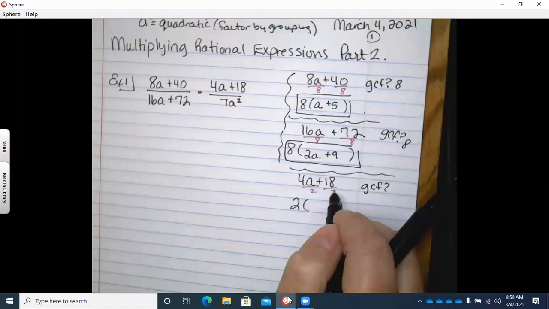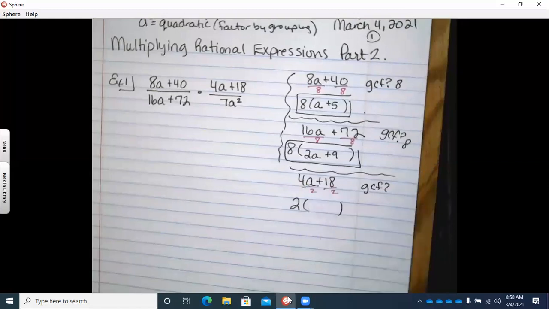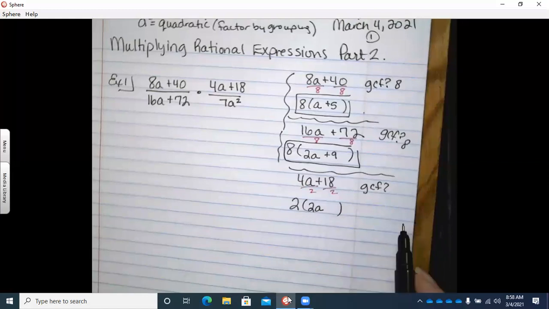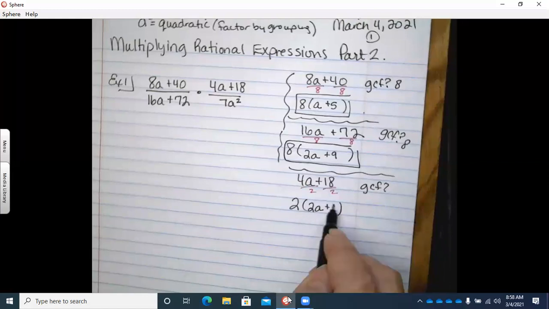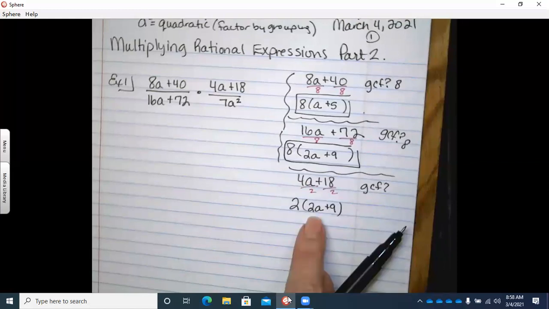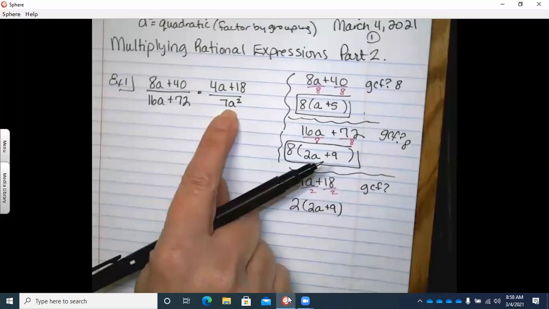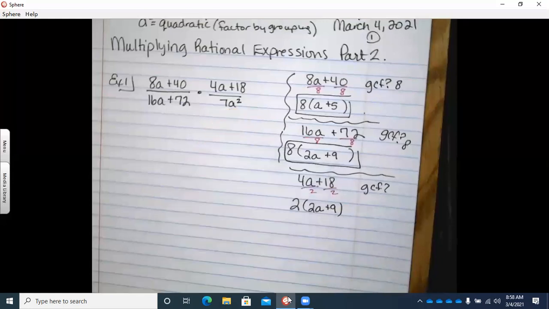4a divided by 2 is 2a, and then plus 9. What's inside parentheses is still linear. There's no GCF, we're good to go. Now 7a squared is a monomial. That means it's one term. It's not 2 terms added together or 2 terms subtracted, it's just one term. So when you have monomials, you don't need to divide those, okay?